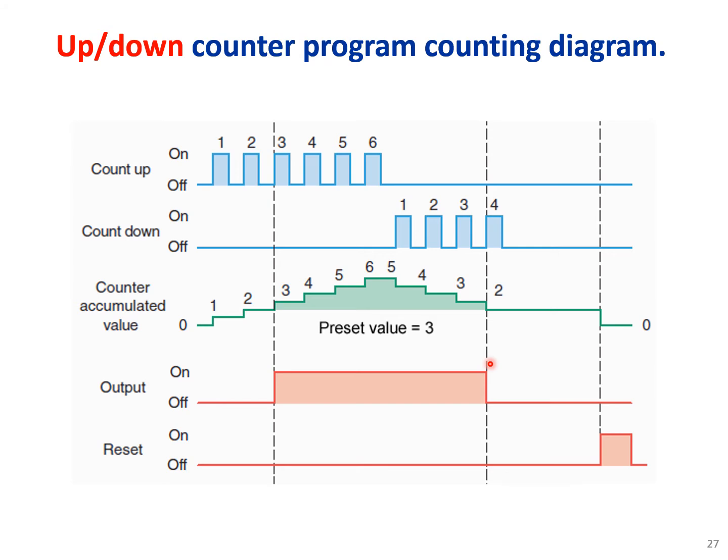So once we reach the number 2, by pressing the countdown push button, the output value will drop to 0. And everything will be reset to 0 once we press the reset push button. Once we press the reset push button, the accumulated value will drop to 0 again.